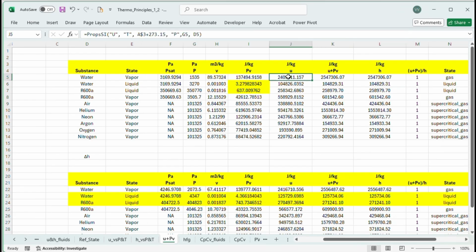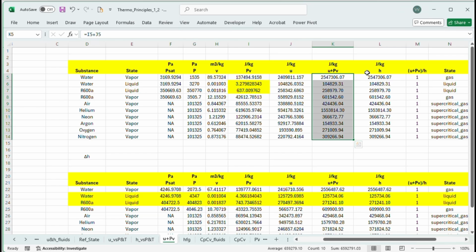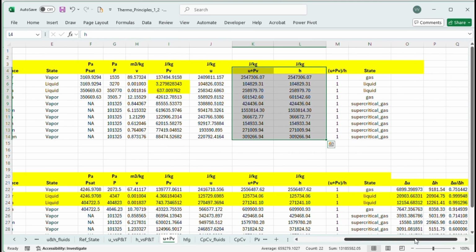Sorry, I take that back. We used pressure and temperature again to calculate U, pressure and temperature to calculate H, and U and PV, pressure and volume, to calculate U plus PV, and then these two seem to be the same number.